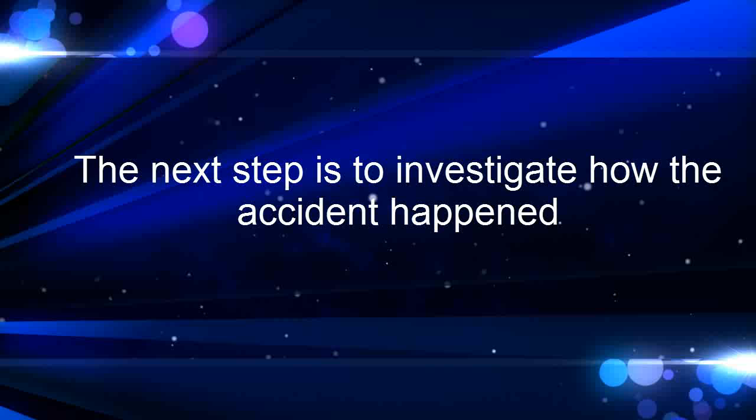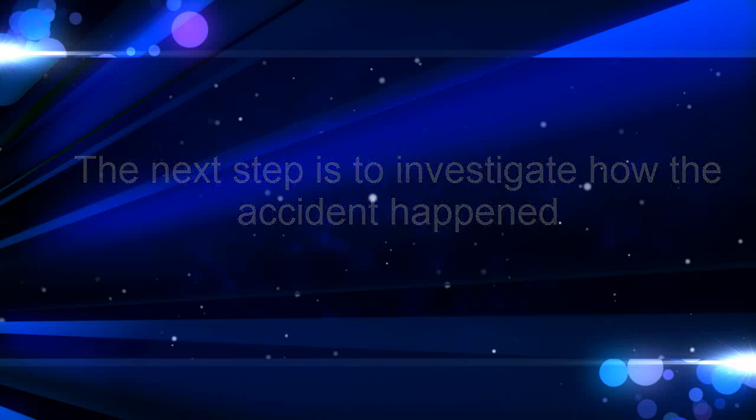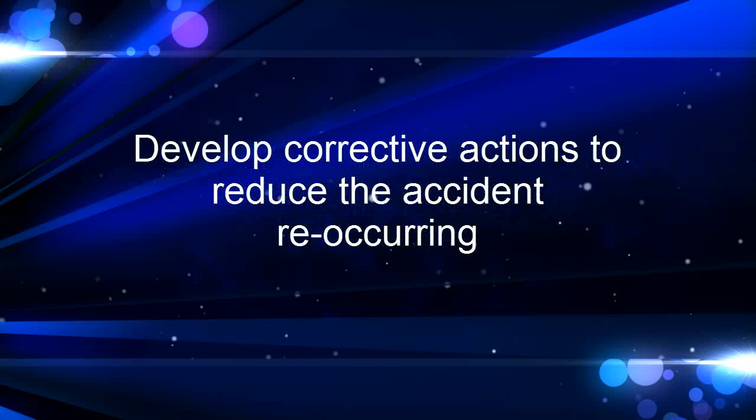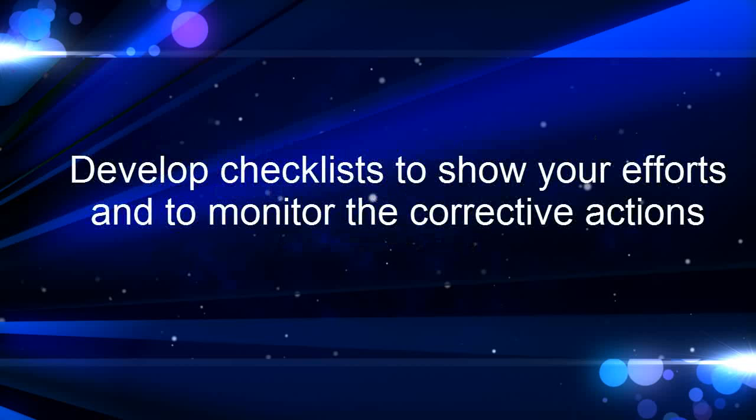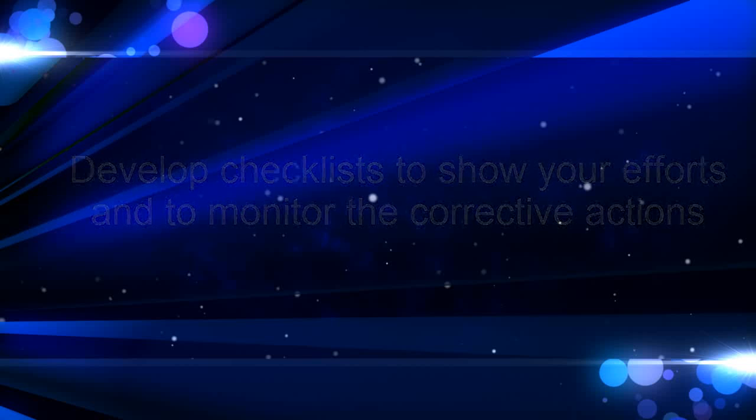The next step is to investigate how the accident happened and develop corrective actions to reduce the risk of the accident happening again. Use the checklist builder to develop checklists to monitor and control your corrective action. It is also a great way for you to show your efforts in doing so.